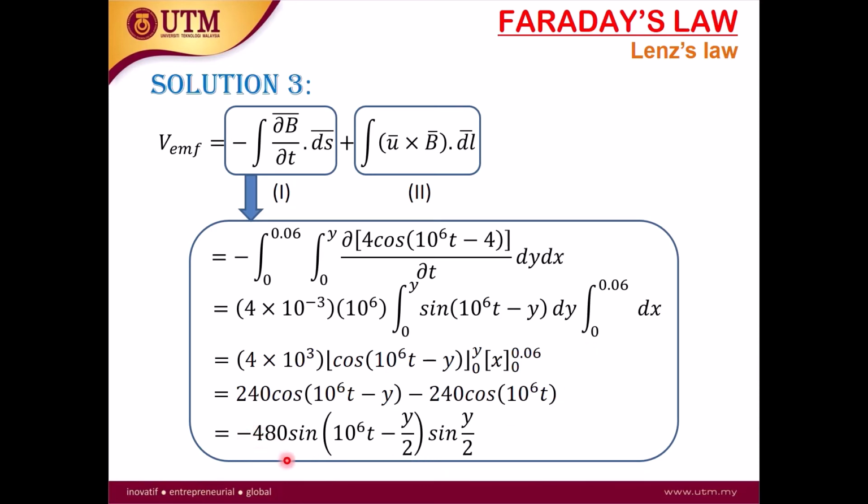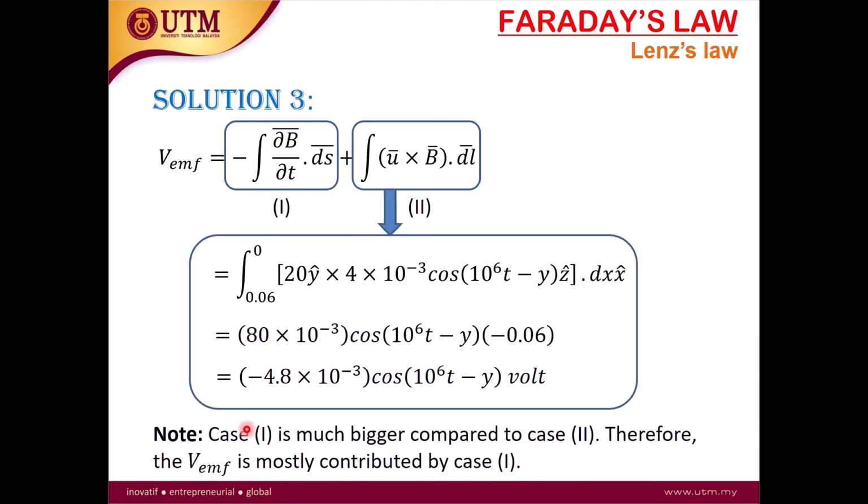negative 480 sin(10^6 t minus y/2) sin(y/2). So basically this solution is by using the trigonometry identity. Okay, this is just mathematics. And then after you solve this first case, you have to move to the second case. But from here, we can see that our VEMF for the first solution is negative, so that means our label of our VEMF and also the direction of current should be reversed.